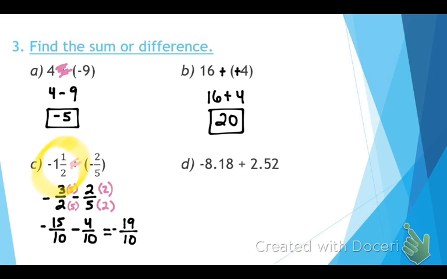Can anyone tell me what you think that would be as a mixed number? What do you think? Negative 1 and 9 tenths. Thank you for remembering. We keep our negative. It is negative 1 and 9 tenths. Very good.